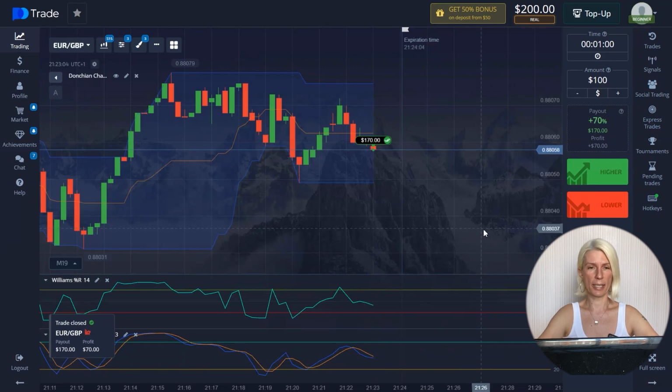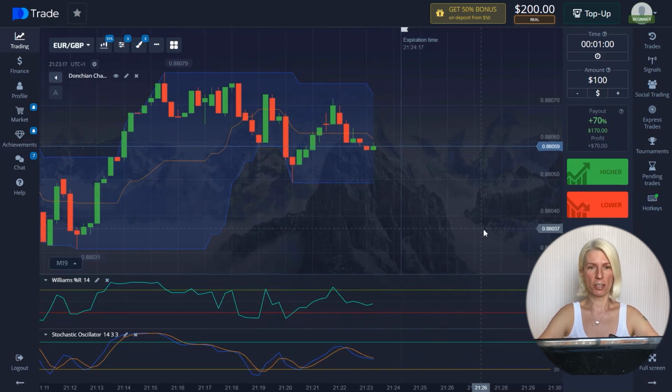Yes, and we earn $70. Not bad for a start. The trade closed very smoothly with a nice profit, and we can continue further to start looking for a new entry point into the next trade.